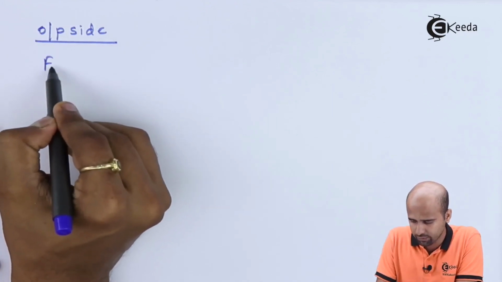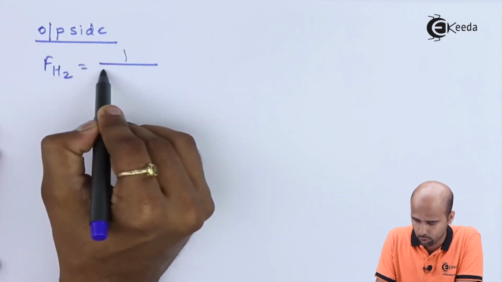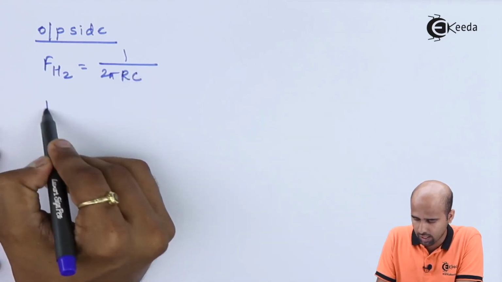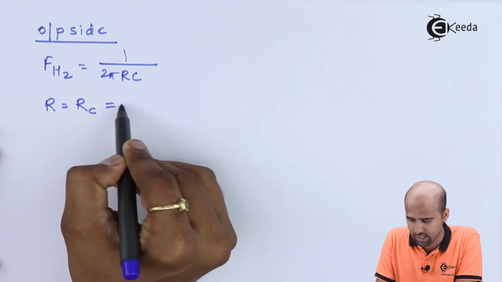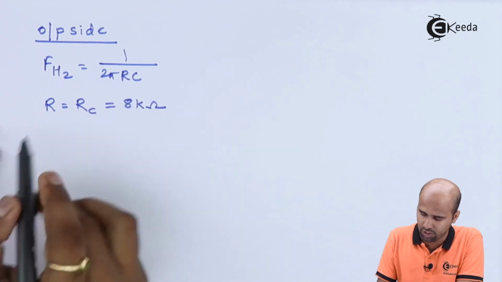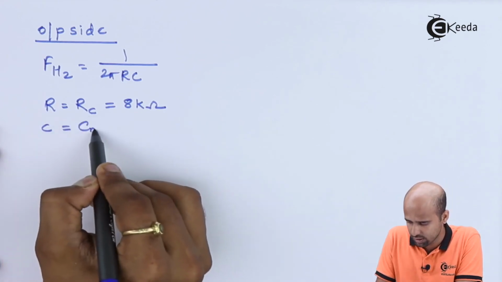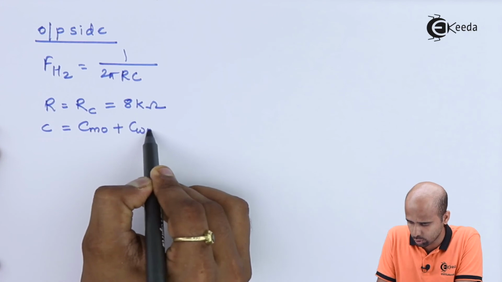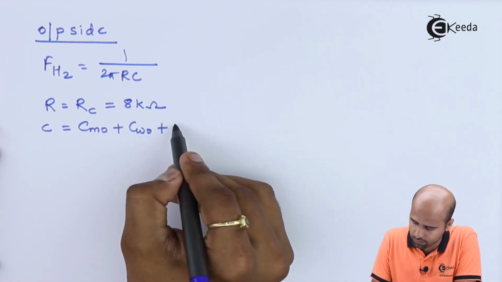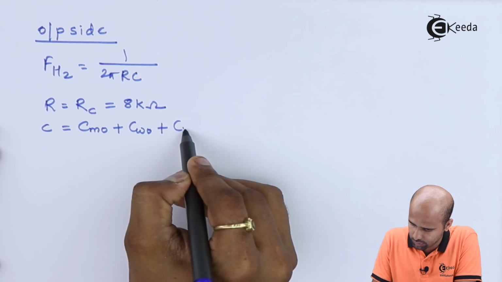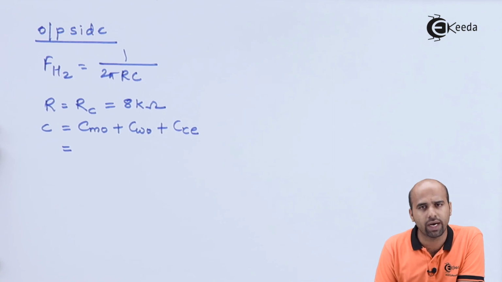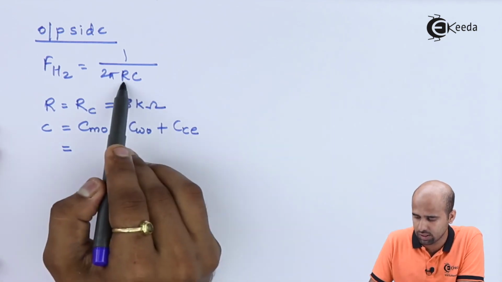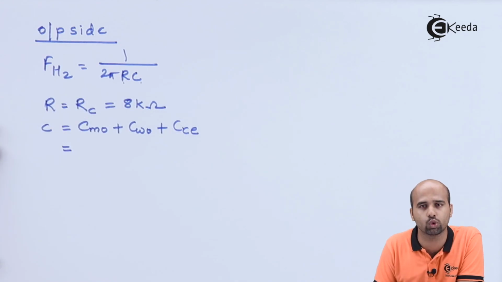At the output side, again funda is same. FH2 is equal to 1 upon 2 pi RC. R is nothing but only one resistance, that is RC, 8 kilo ohm. And the value of C is coming out to be CMO plus CWO plus the value of CCE. Now put the value and get the answer of C, and then put here R and C and calculate the value of FH2. Take a short span of time of 2 minutes and then again come back.